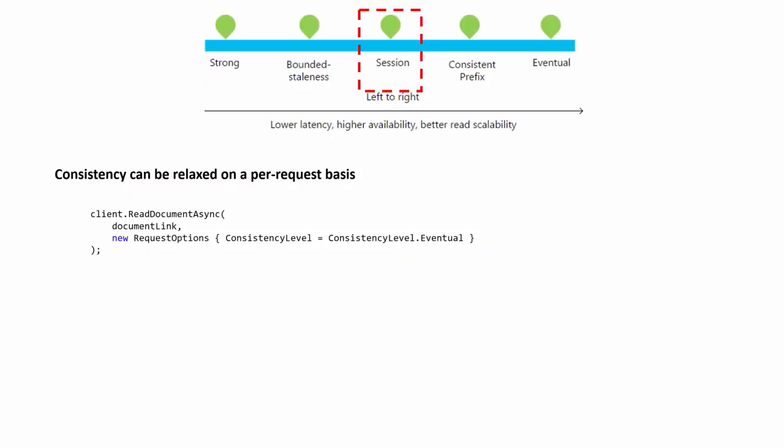We can also relax consistency. Let's say that in the common case you want bounded staleness, but for one particular operation, you want it to return as fast as possible. You don't really care if this read sees a stale read or not. You can override the consistency level in the request operations for every request.